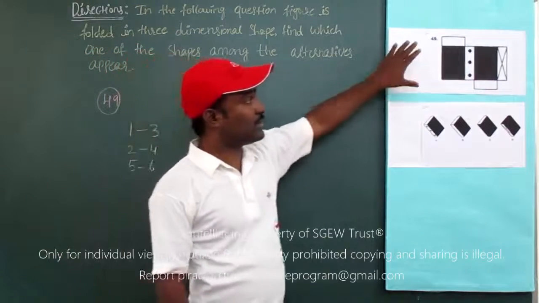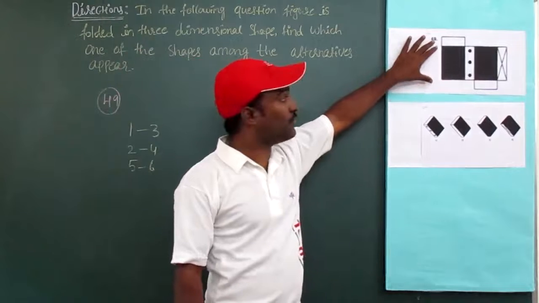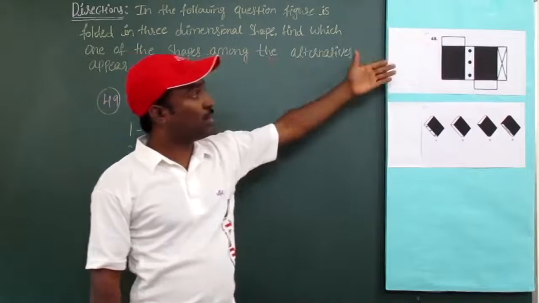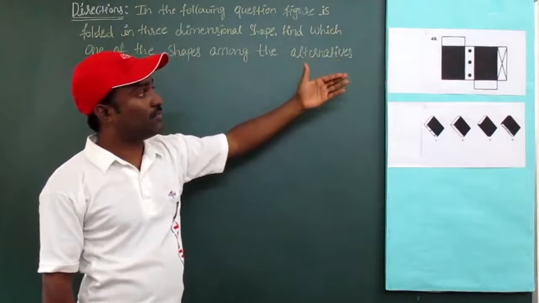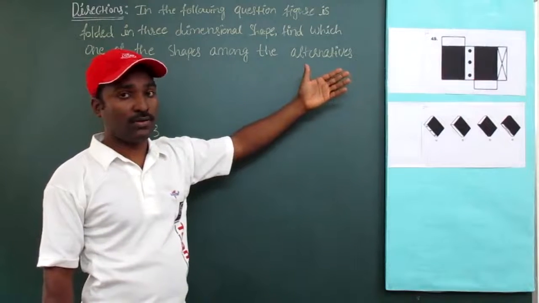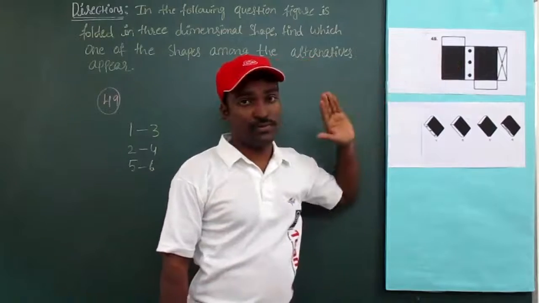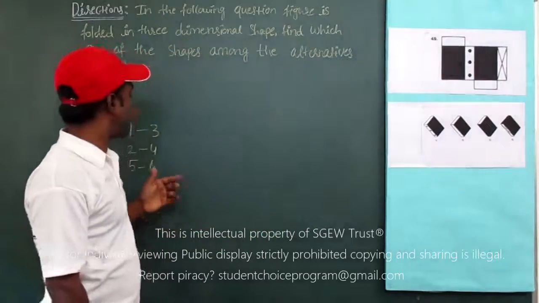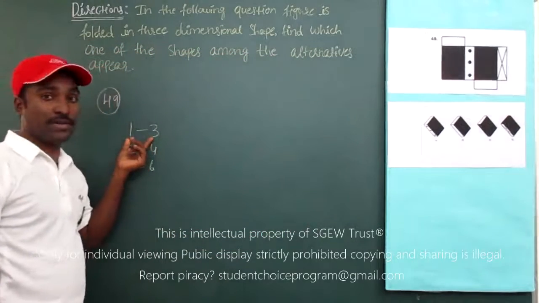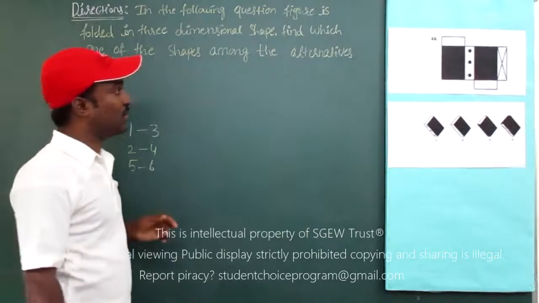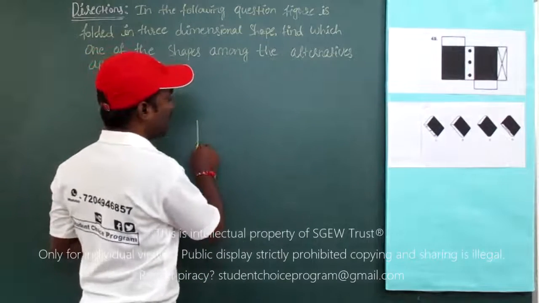So this is related to cube. First try to draw the general unfolded diagram of cube, or just give a number to all the faces, and then try to find the opposite faces of every face. So first I will draw that figure here.